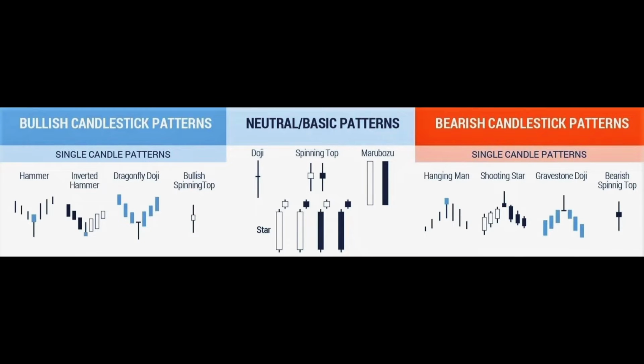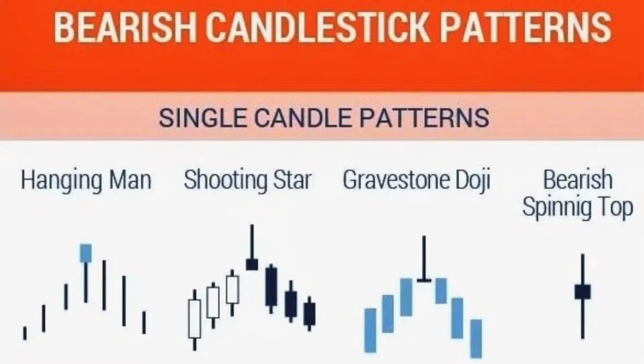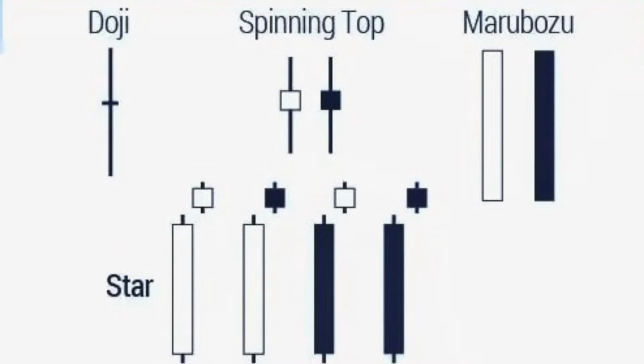There are three types of Japanese candlesticks: bullish, bearish, and neutral. A bullish candlestick occurs when the closing price is higher than the opening price, indicating that buyers were in control during the time period represented by the candlestick. Conversely, a bearish candlestick occurs when the closing price is lower than the opening price, indicating that sellers were in control. And of course, as the name says, the neutral candlesticks are telling us that the market is in indecision.